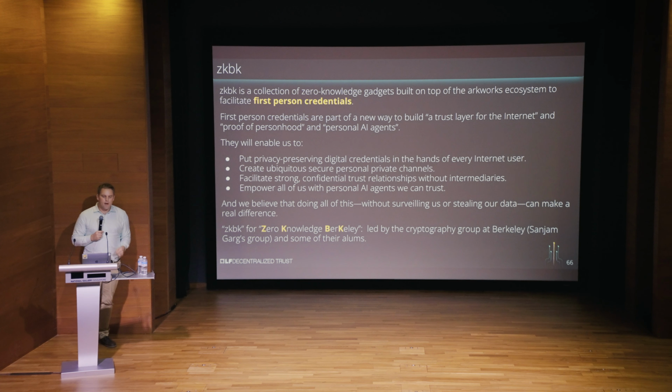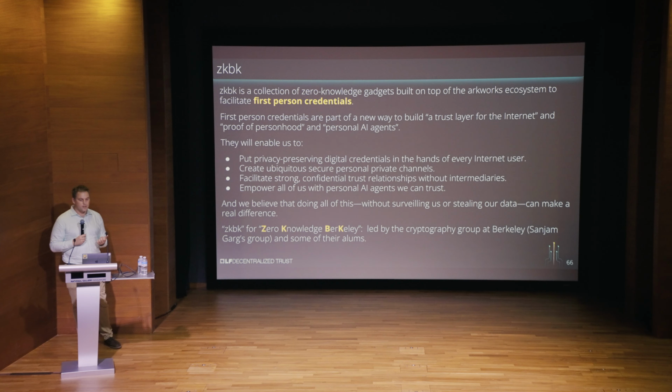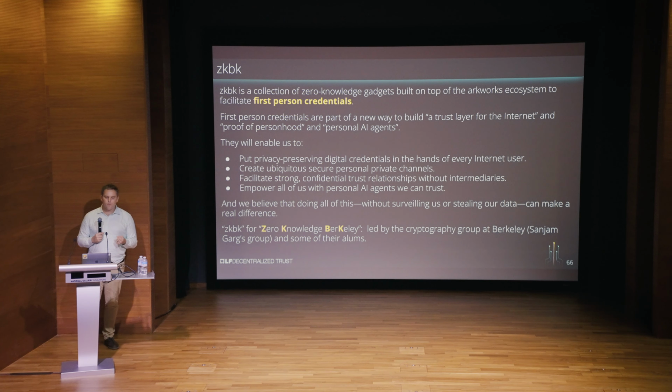The next thing I'll talk about is this ZK-BK lab. It's a collection of zero-knowledge gadgets built to facilitate this thing we call first-person credentials. There's an 80-page white paper on this if you really want to see it, but the basic idea is this should be a web of trust and sort of a proof of personhood and a way to do decentralized reputation systems and reputation proofs. And it was called this weird thing because the Berkeley people wanted to call it that.